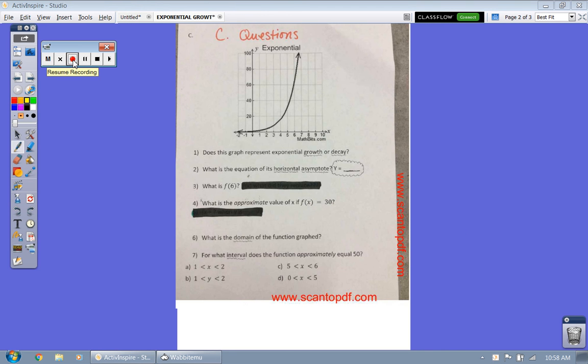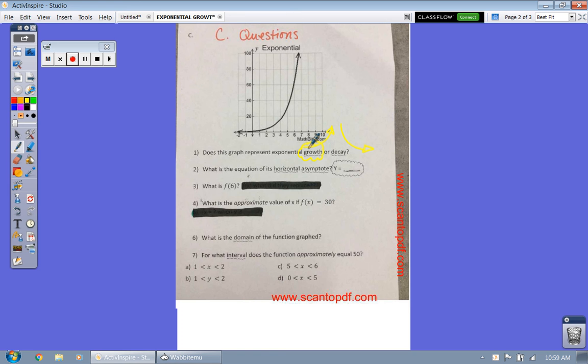Okay, we're looking at the C questions. We skipped the B questions. We threw those out. So let's look at the C questions. Does this graph represent exponential growth? Growth meaning it's looking like this and going up, or decay, it's decreasing. And if you look here, it's increasing, so we say it's exponential growth.